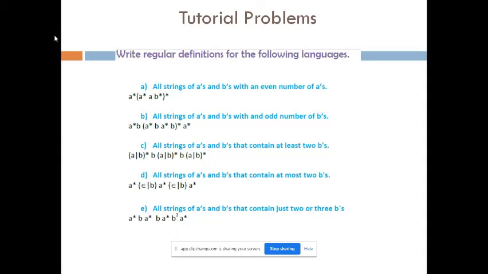So it can be represented as A* (epsilon|B) A* (epsilon|B) A*. So either you can have B or you can have epsilon. And the next question is all the strings of A's and B's that contain just 2 or 3 B's. That is A* B A* B A* (B|epsilon) A*.